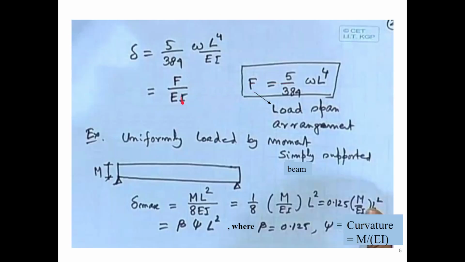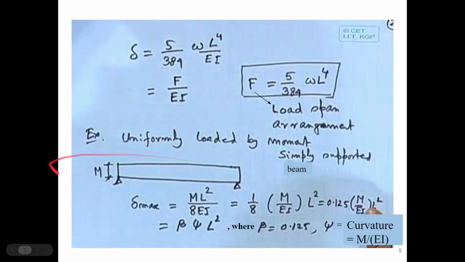Here, 5/384 WL^4 can be written as F, which is the load span arrangement. That means it depends on the span as well as the arrangement of the loading. In this case it is proportional to the fourth power of the length, and linearly proportional to the load, for UDL.